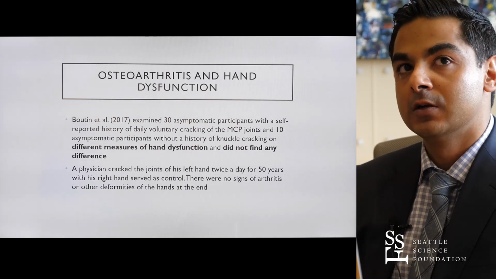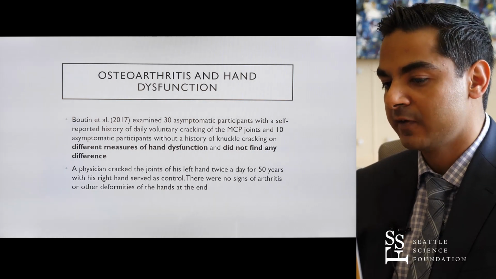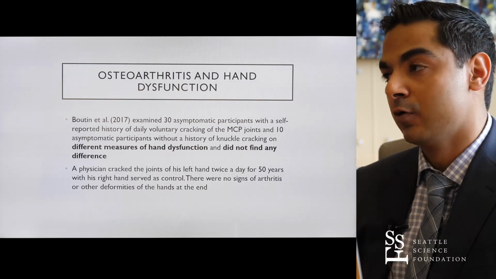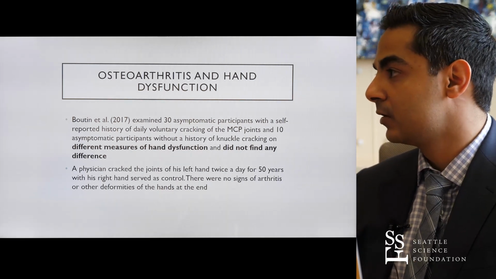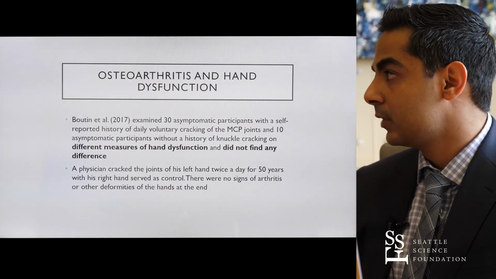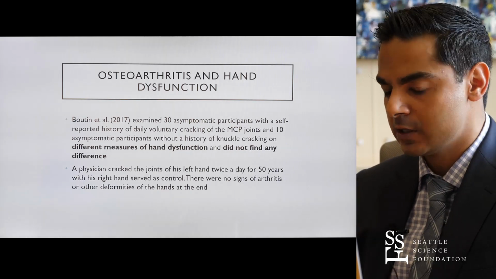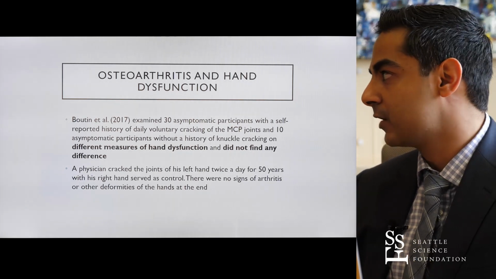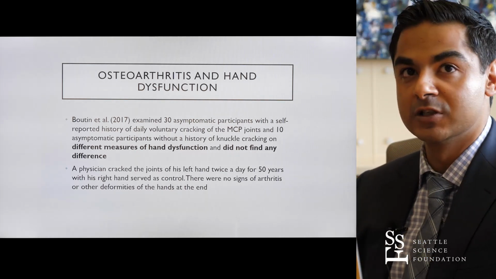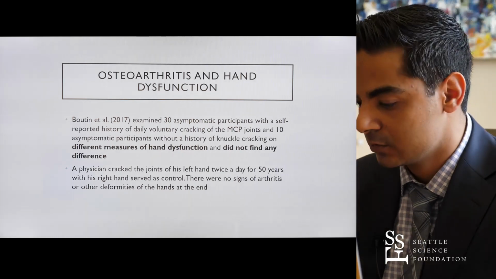This was another one, a more recent one. They looked at just different measures of hand dysfunction, and comparing to the previous study that found decreased grip strength and swelling, they did not find anything. And this was also a cross-sectional study. The last one is interesting. There was a physician who cracked the knuckles of his left hand twice a day for 50 years. The right hand was a control, and at the end, there was no difference between the two.